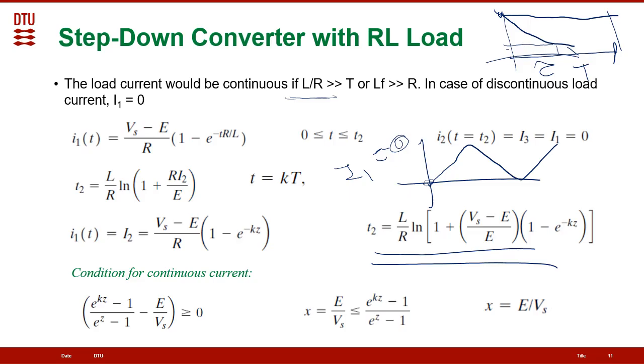When we solve this, we can identify x. If this condition happens, then it's continuous. At the border, when this is equal, this becomes 0, then the current becomes discontinuous. So from here, we can properly design the converter so that it can operate in the continuous mode. As we can see, as we make E bigger, then the converter can operate in this.